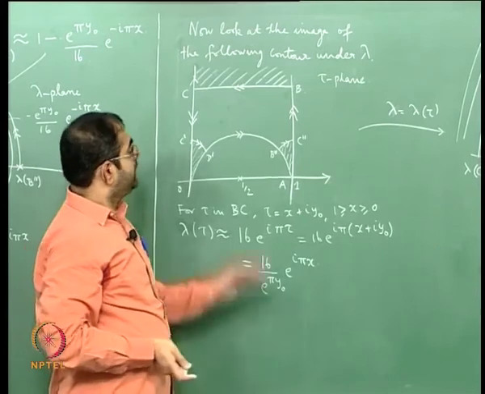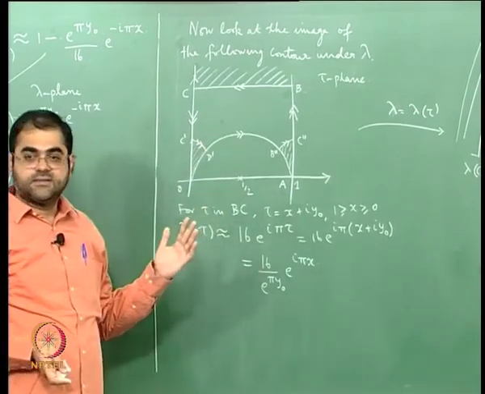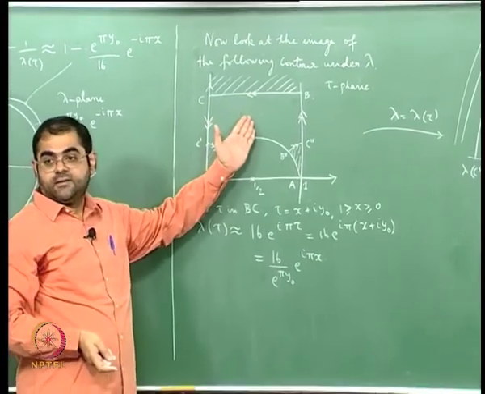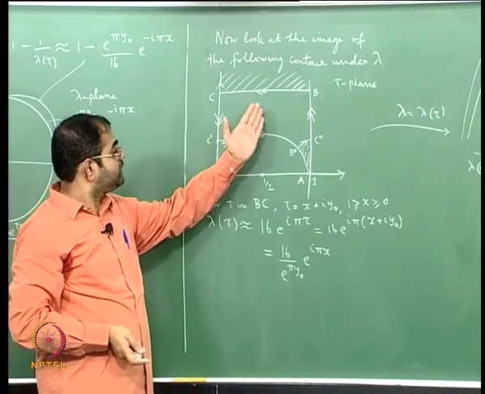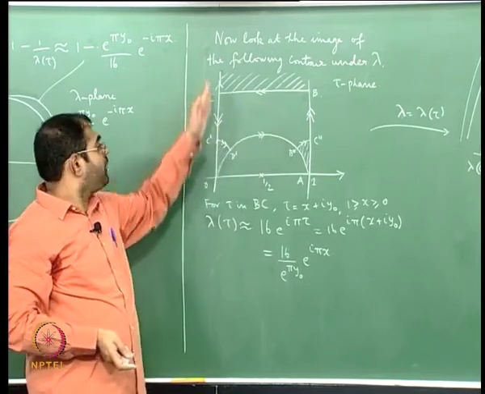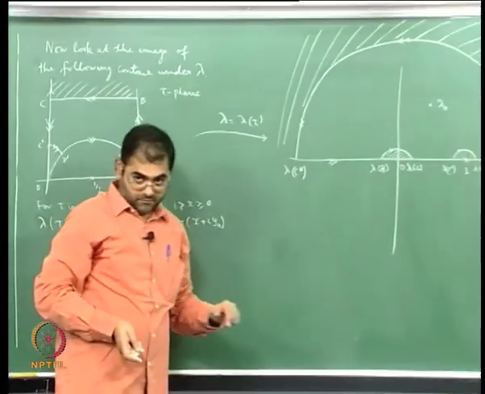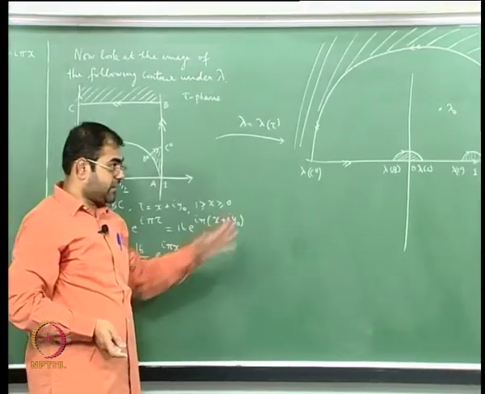Now you can use the symmetry of the argument and write it out and show that the mirror image of this omega about the imaginary axis will be mapped by lambda onto the lower half plane. So that completes the proof of the theorem.